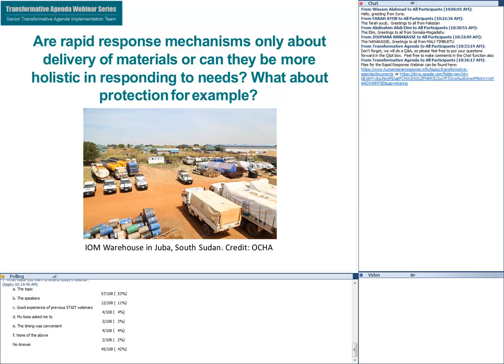Thanks, John, for highlighting this, because indeed the centrality of protection is crucial when we're looking at the fact that people in crisis situations, we always think of water or shelter, but really the bottom line is about ensuring that we're also looking at the human rights situation and the best way to be able to address people in very vulnerable situations.